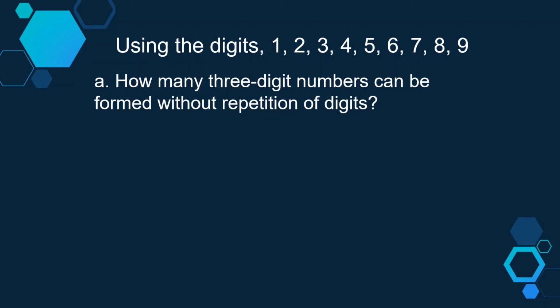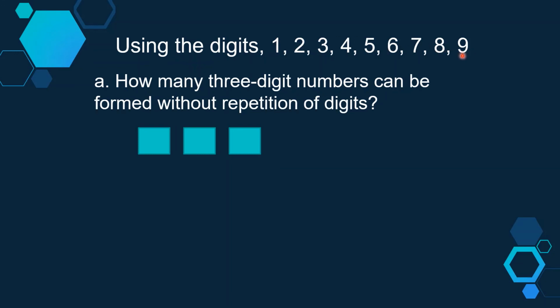Okay, so let us have 3 boxes which represents the 3-digit numbers. So yung una, meron tayong ones digit, tens digit, and hundreds. Pag maglalagay tayo ng number dito sa ones, ilan ang choices natin? Okay, so mula 1 hanggang 9. So there are 9 choices.